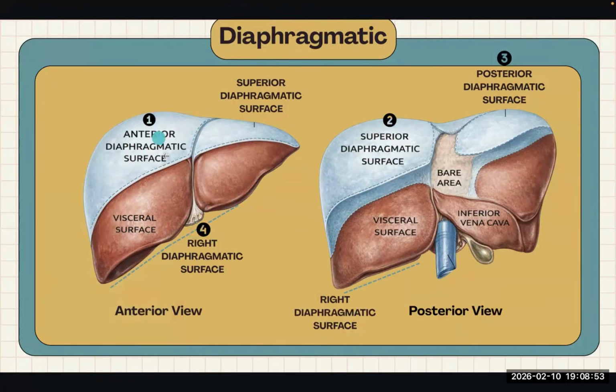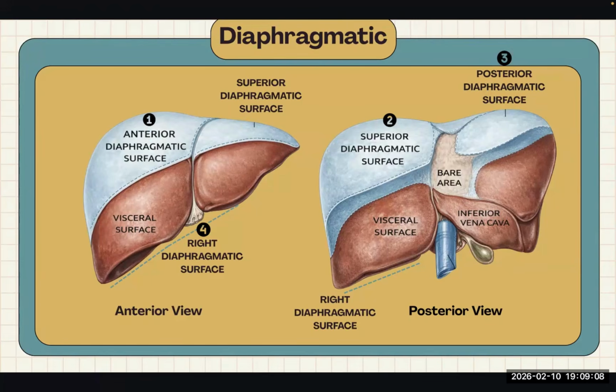So let me break it down for you. The anterior diaphragmatic means it's the front part, the part that's facing the abdominal wall. When we talk about the posterior diaphragmatic, it's posterior, so it's facing the vertebral column.